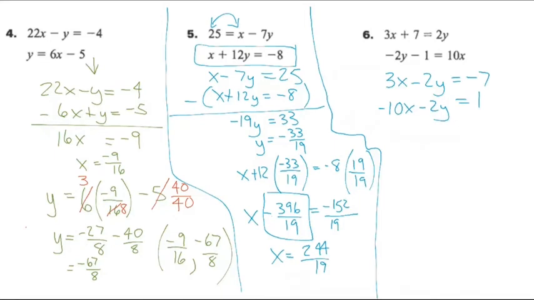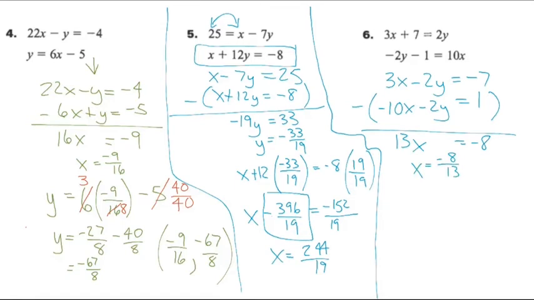I'm going to be doing the y's. They have the same sign, so I have to subtract. 3 minus negative 10 is 3 plus 10, which is 13. Negative 2 minus negative 2 is negative 2 plus 2. Those go away. Negative 7 minus 1 is negative 8. x is negative 8 thirteenths.